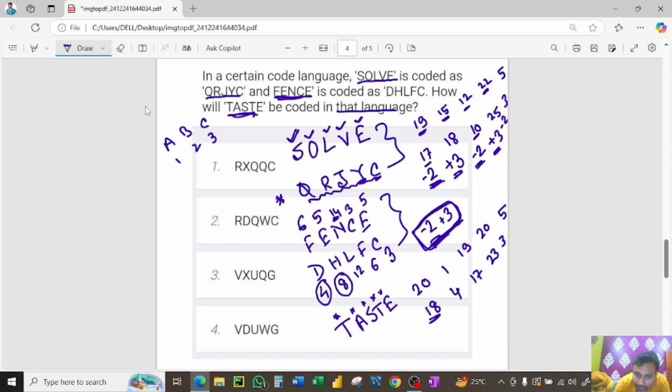So which letter has numbering 18? That will be R. For 4, that will be D. For 17, it will be Q. For 23, it will be W, and for 3, it will be C. So the code will be RDQWC, and that is in option 2. So option 2 is the right answer.